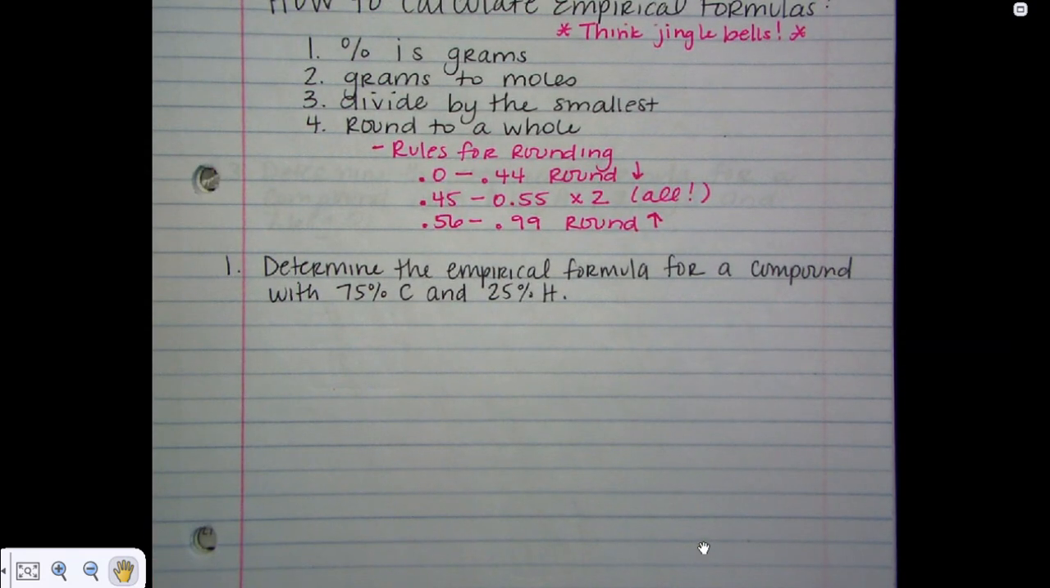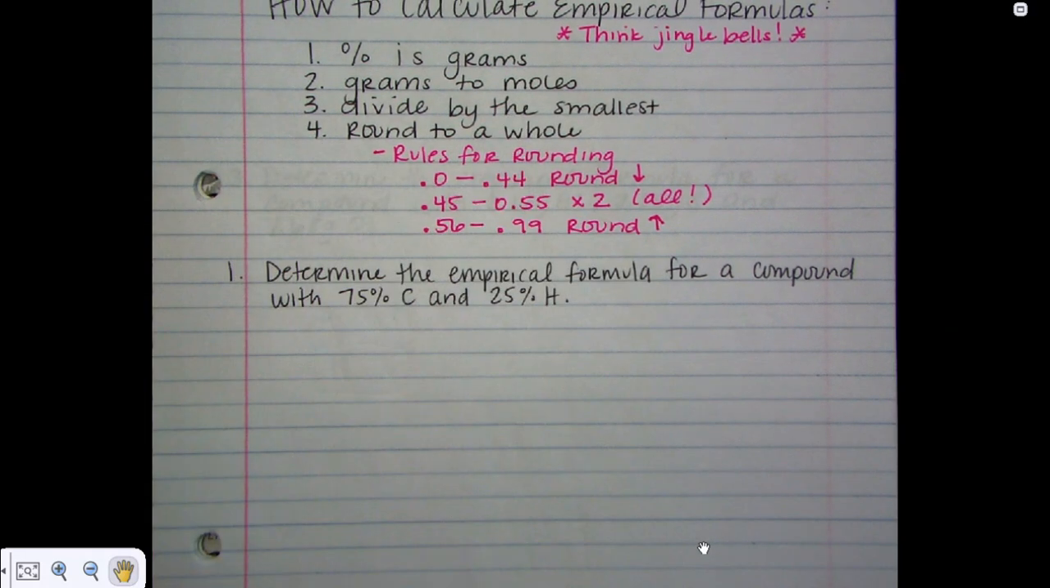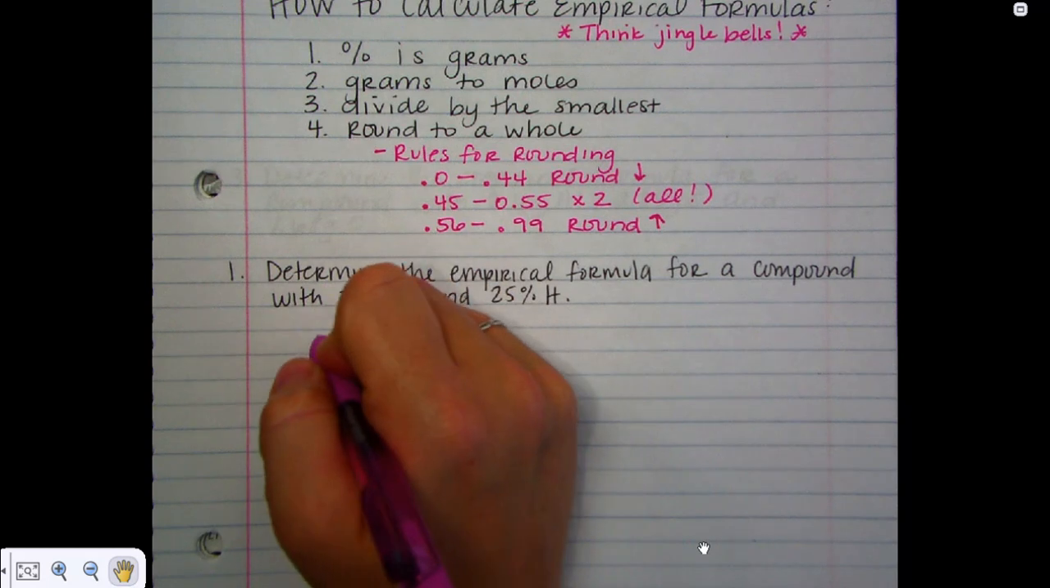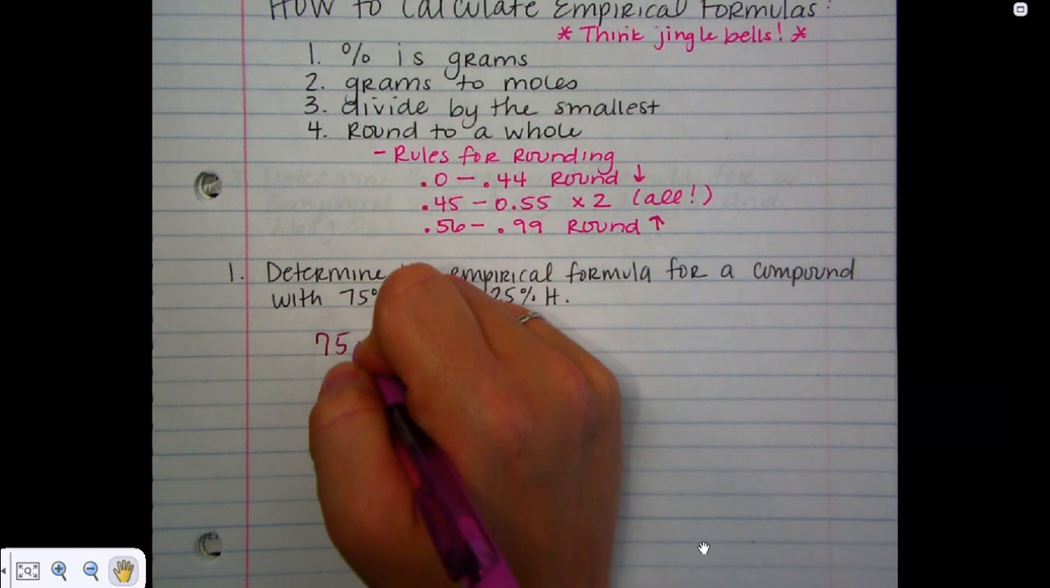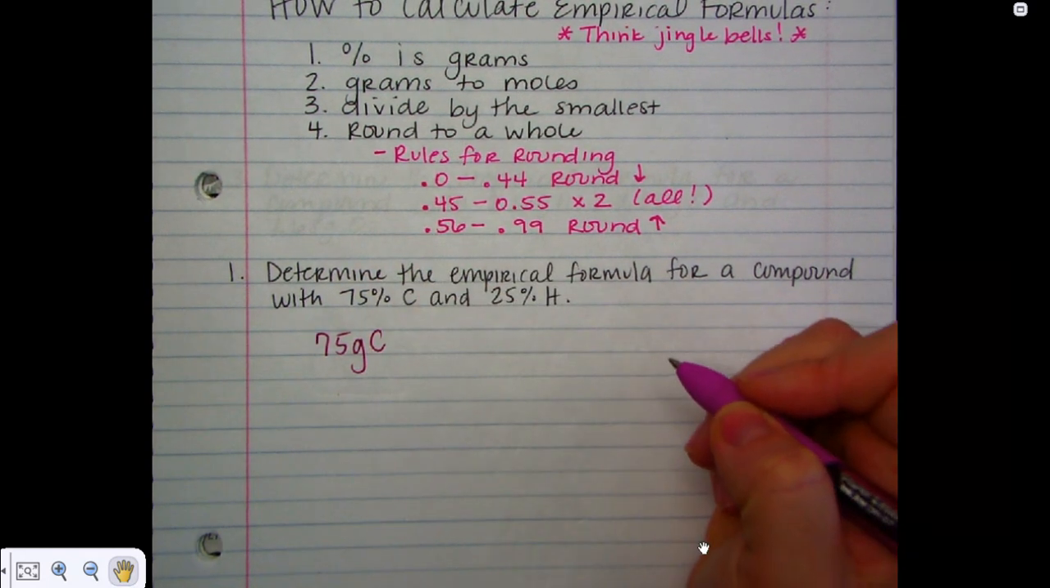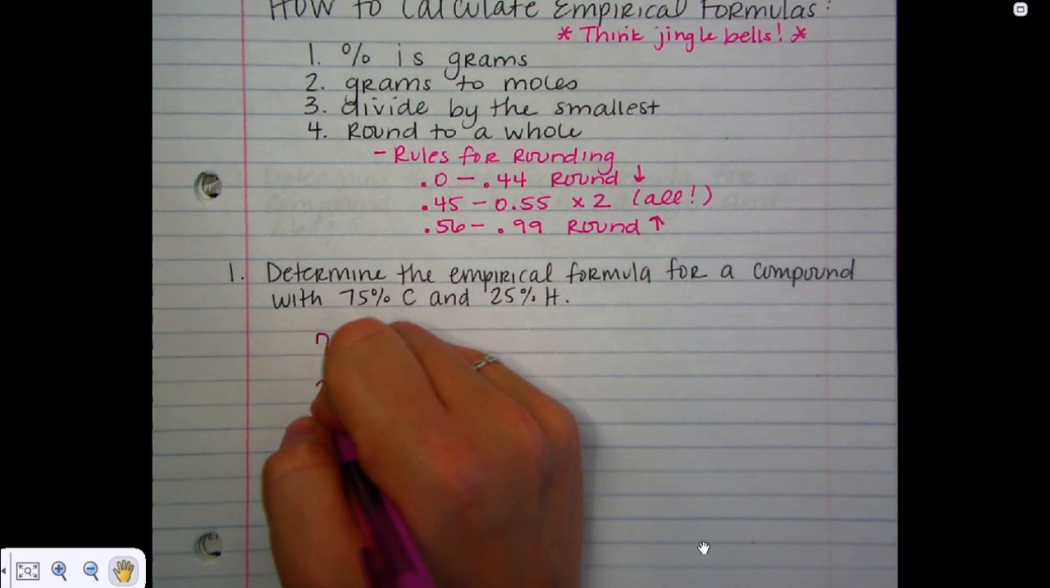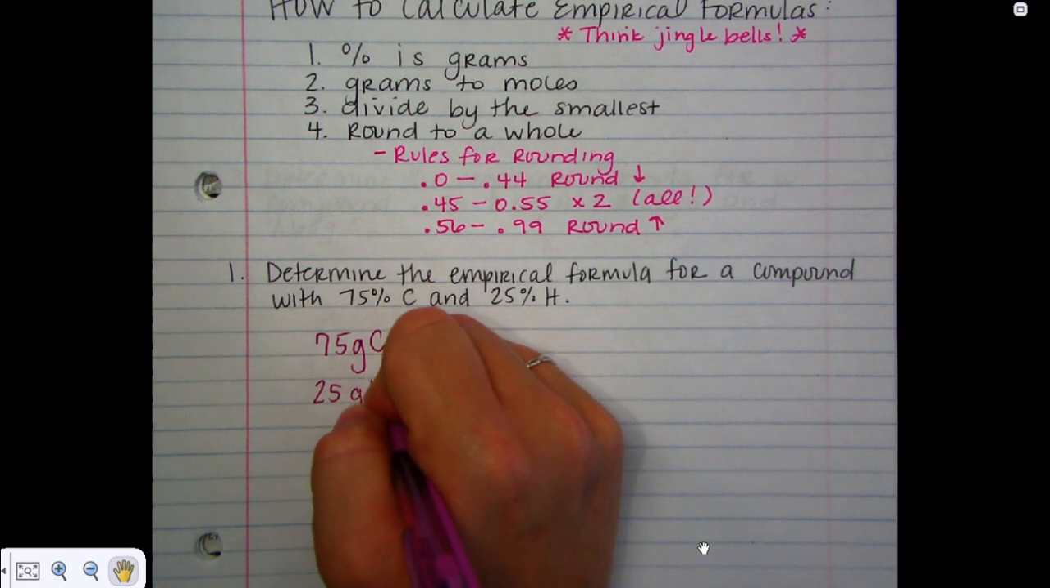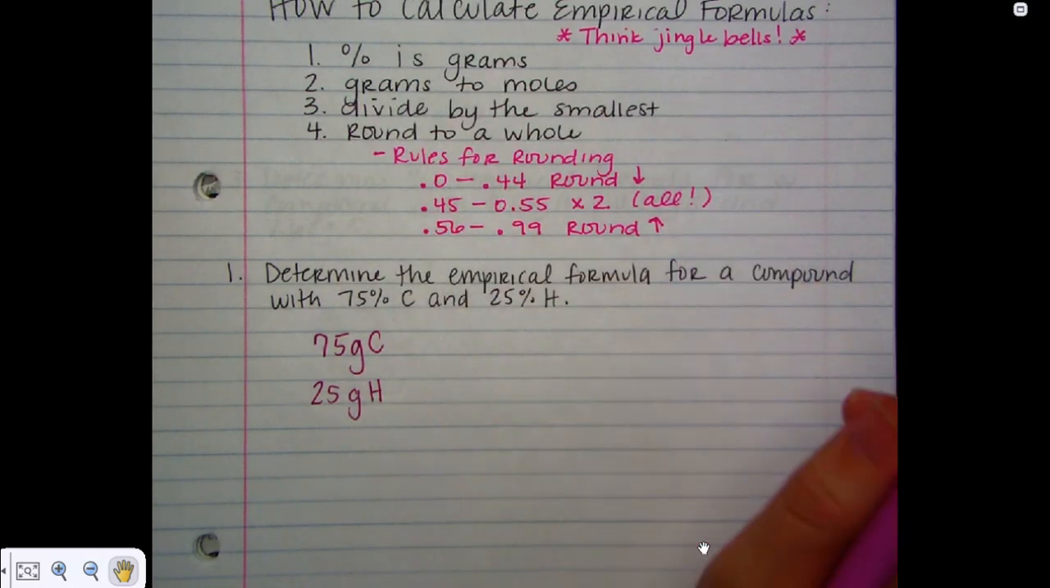Determine the empirical formula for a compound that has 75% carbon and 25% hydrogen. So it's a formula only of carbon and hydrogen. So our first step in our song is percent is grams. So I'm going to take this from 75% of carbon to 75 grams of carbon, from 25% hydrogen to 25 grams of hydrogen. So percent is grams, check.